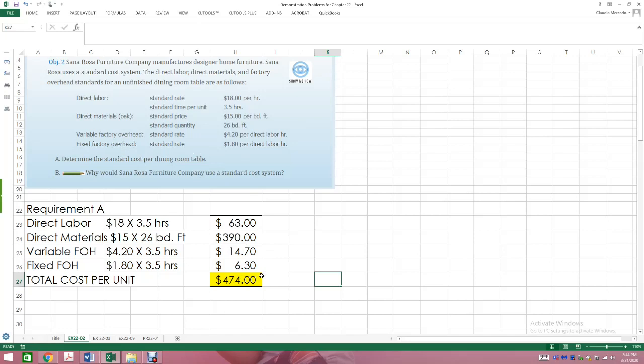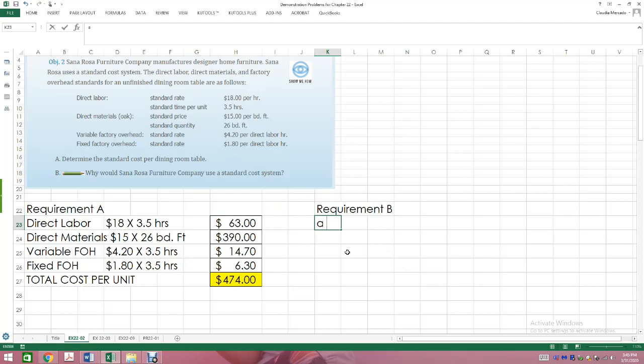Now, requirement B. Why would Santa Rosa Furniture Company use a standard cost system? I'm going to put my requirement B here on the side. I'm just going to copy this and paste it over here, and I'm going to change this to requirement B. So, requirement B: why would Santa Rosa Furniture Company use a standard cost system?